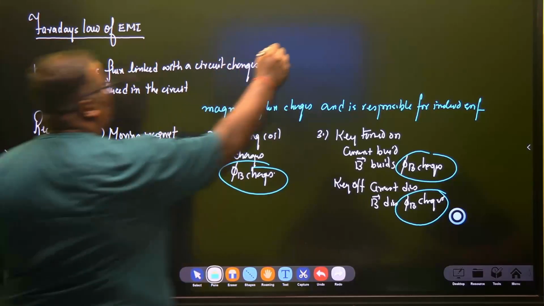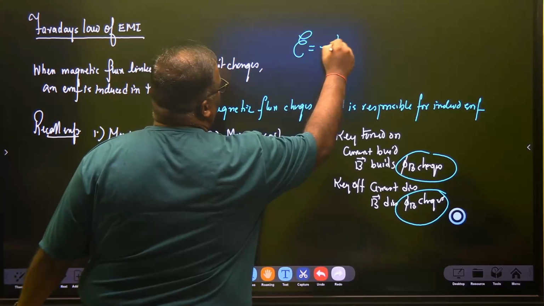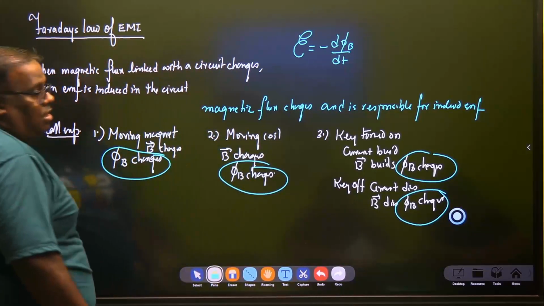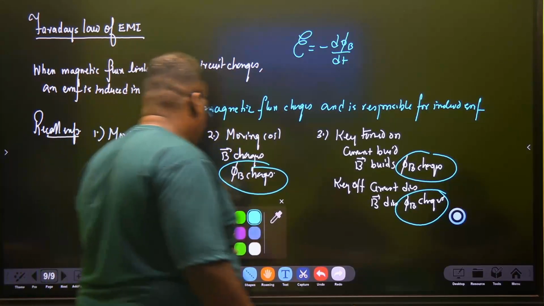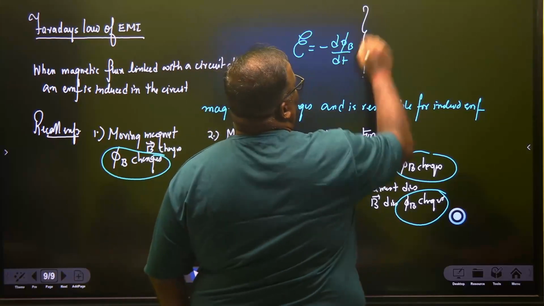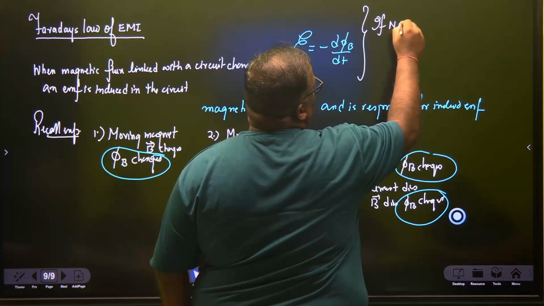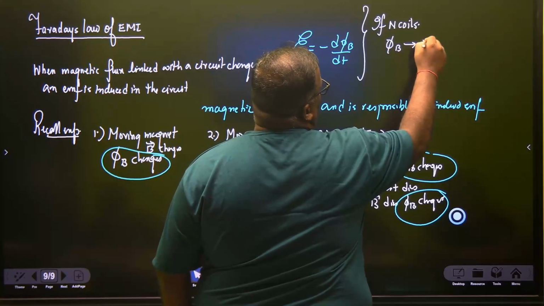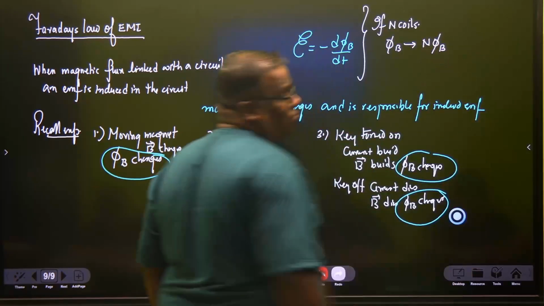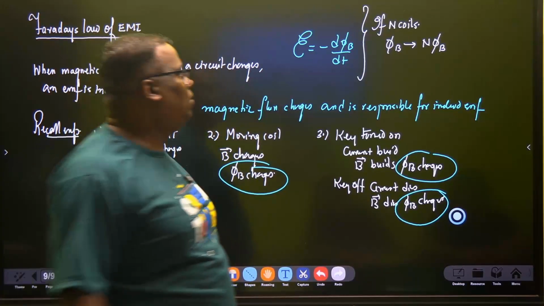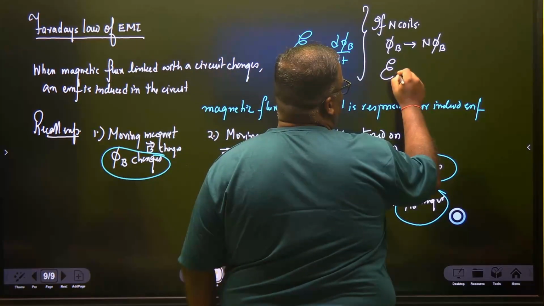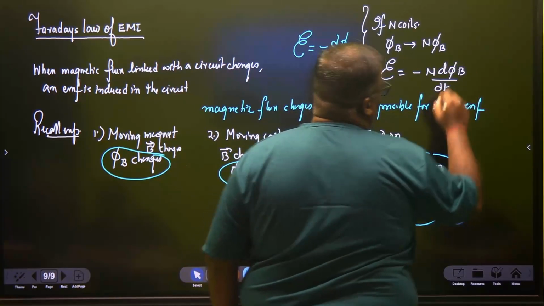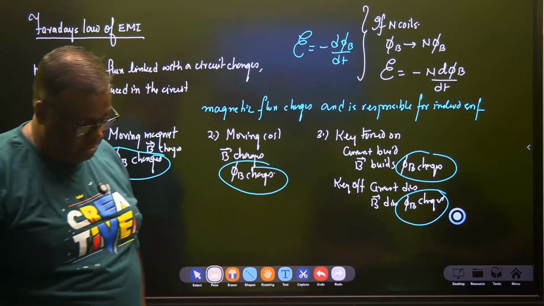And there he mathematically gave E is equal to negative d phi B by dt. Right. One thing that we will bring up here, generalization. If N coils or N turns are there, then phi B becomes how much? N phi B. Phi B is through one coil. So Faraday's law will now change as E is equal to negative N d phi B by dt.